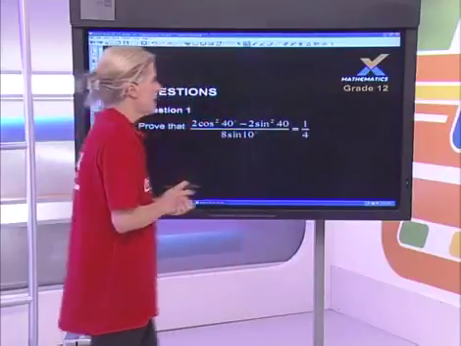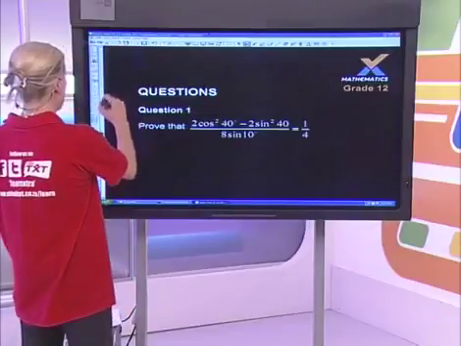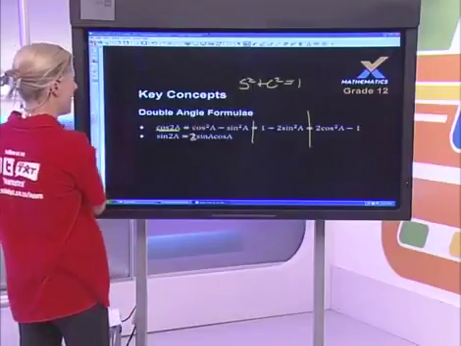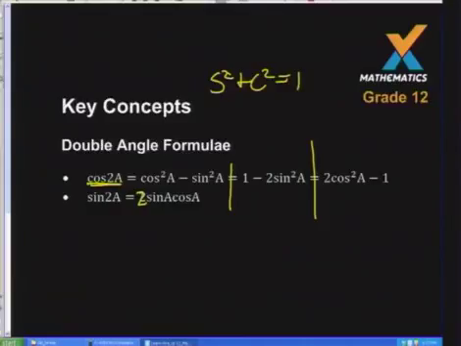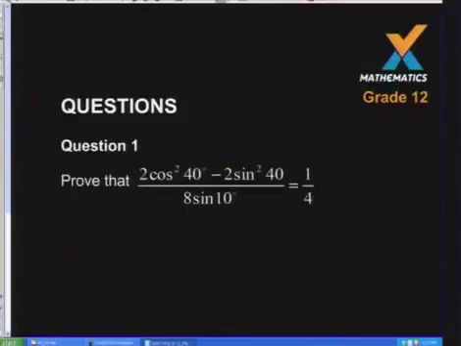All right. So I'm going to start straight up, and I'm going to just quickly go back and remind you guys of our square identities again. We've got cos 2a equal to cos squared a minus sine squared a. Then we've got that it's also equal to 1 minus 2 sine squared a, or 2 cos squared a minus 1. Now let's have a look at the question that we have here.